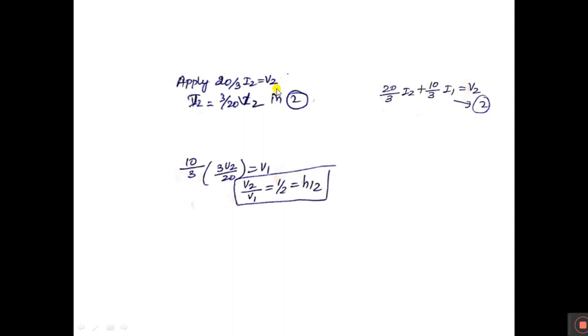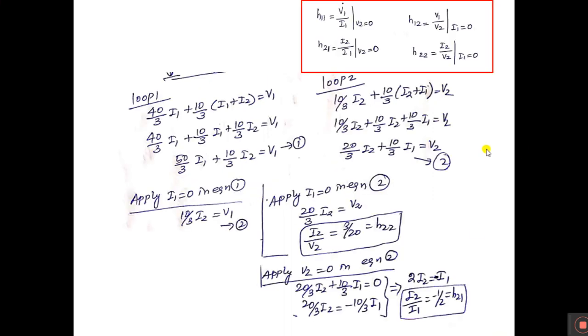Now in the previous case we got 20 by 3 I2 equal to V2. From this, I2 equal to 3 by 20 V2. Apply this in equation 2. You will get 10 by 3 into I1 is... sorry, this is the wrong equation. So apply the previous 10 by 3 I2.